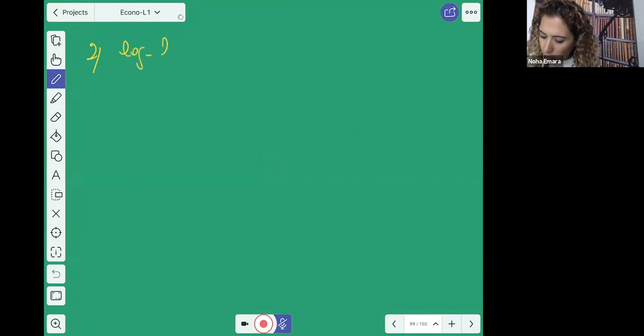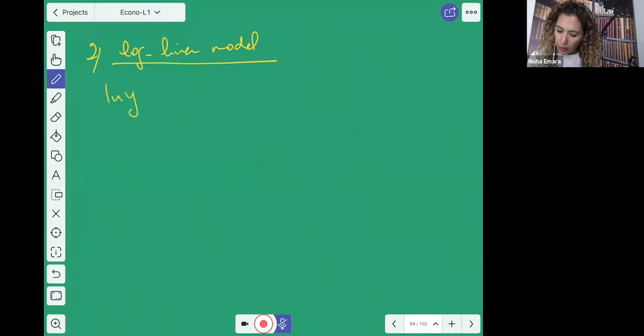log linear model. So a log linear model would be like log y is equal to beta naught plus beta 1 x. Okay, so I don't have any nonlinear measurement for x, just in the y, plus ui.